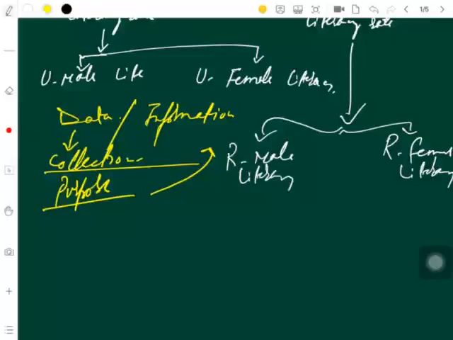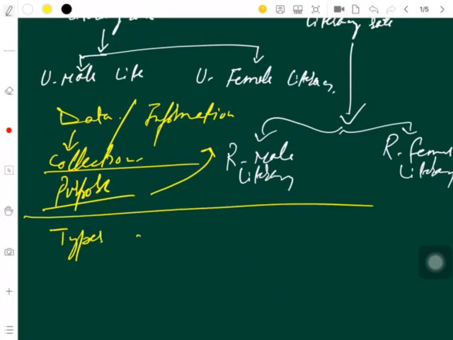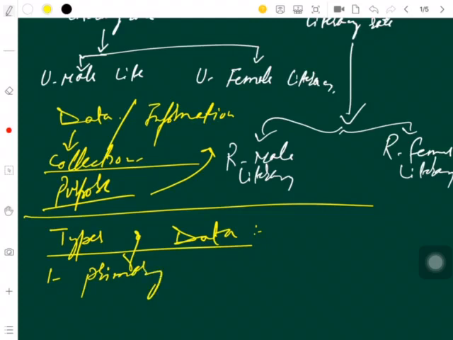Aware about the types of data. You see, dear students, we have basically got two types of data. One is primary and the other is secondary. Fine.